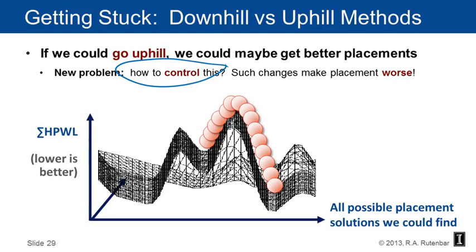How would I control a placement method, a placement algorithm, if I'm allowed to grab two gates, exchange their positions, and make the placement worse? How will it ever converge? Well, it turns out there's an answer.